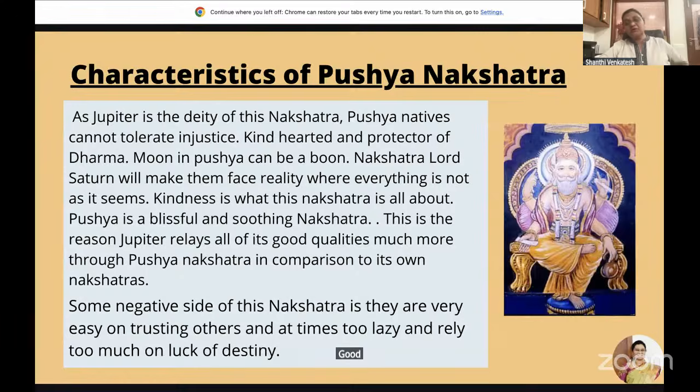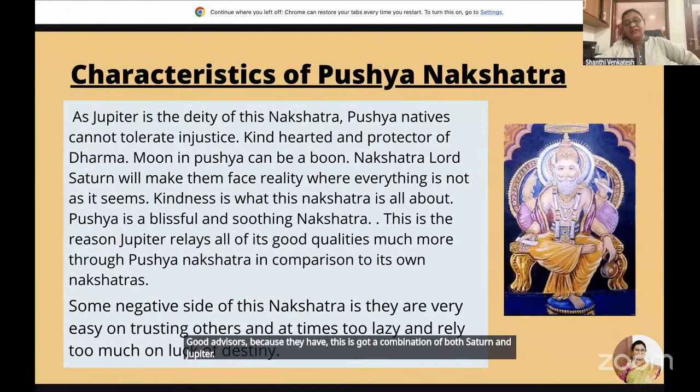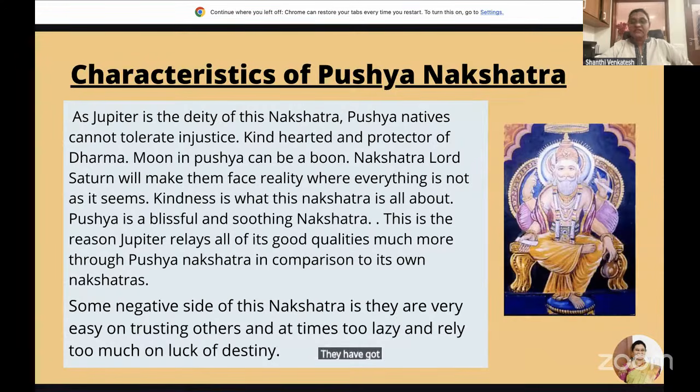Good advisors, because this has got a combination of both Saturn and Jupiter. They have got the knowledge as well as the experience, so they can become very good advisors, and they can guide people when they are in difficult situations. They have got this protective nature. They like to protect the people whom they love. Spiritual inclination is there. They accept responsibility, do their duty sincerely, and because of this they find growth in their life.